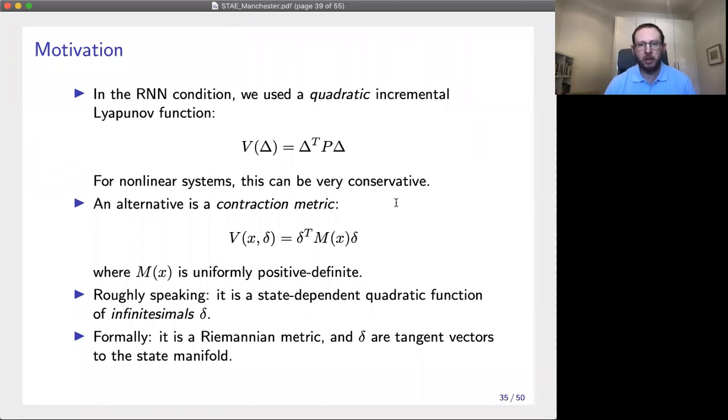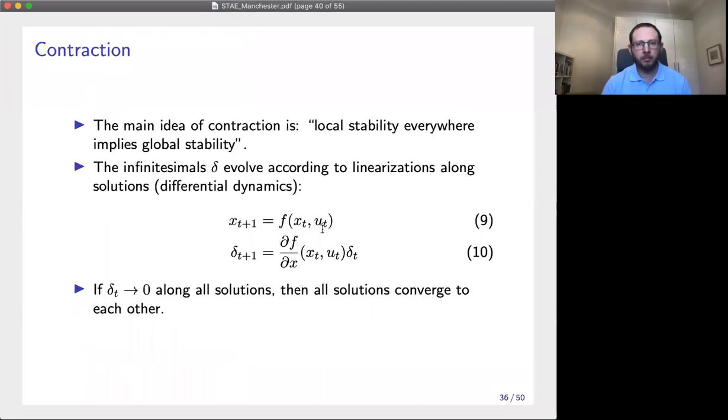Here, these deltas should be thought of as small differences, and M is some Lyapunov matrix that depends on the state. Formally speaking, this defines a Riemannian metric, and delta here are tangent vectors to the state manifold. But you don't really need that formalism for what we're doing. The main idea of contraction is that local stability everywhere implies global stability of a nonlinear system. Using this metric, we're analyzing the behavior of these infinitesimals, or small differences in solutions. And of course, for a smooth nonlinear system, small differences evolve according to the linearized dynamics.